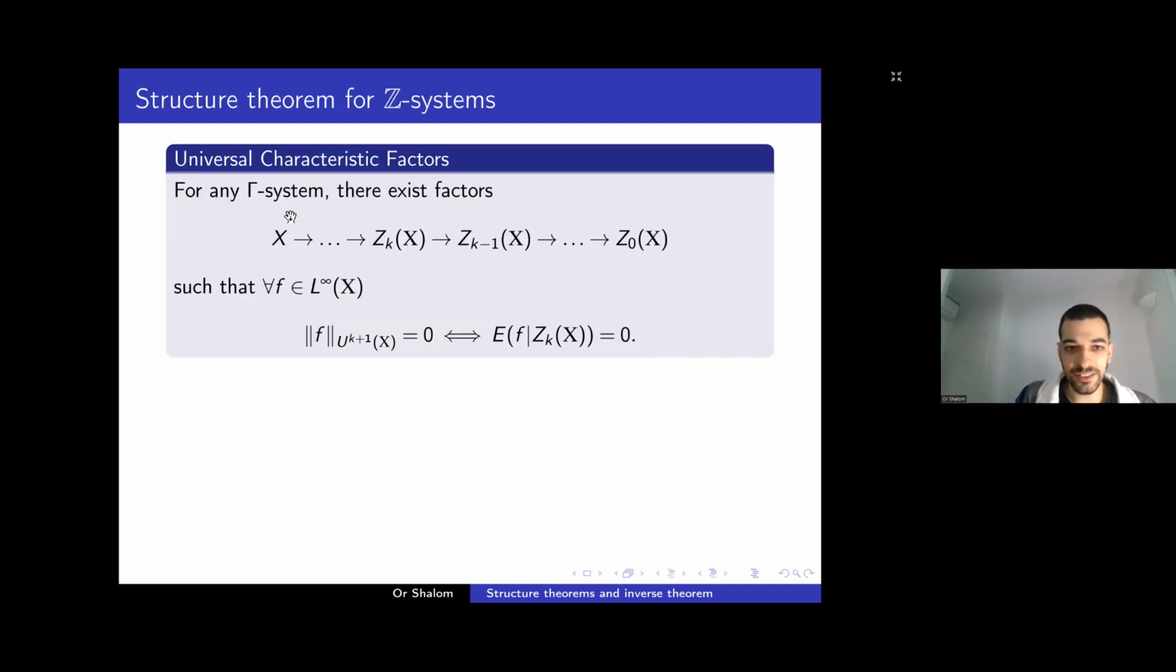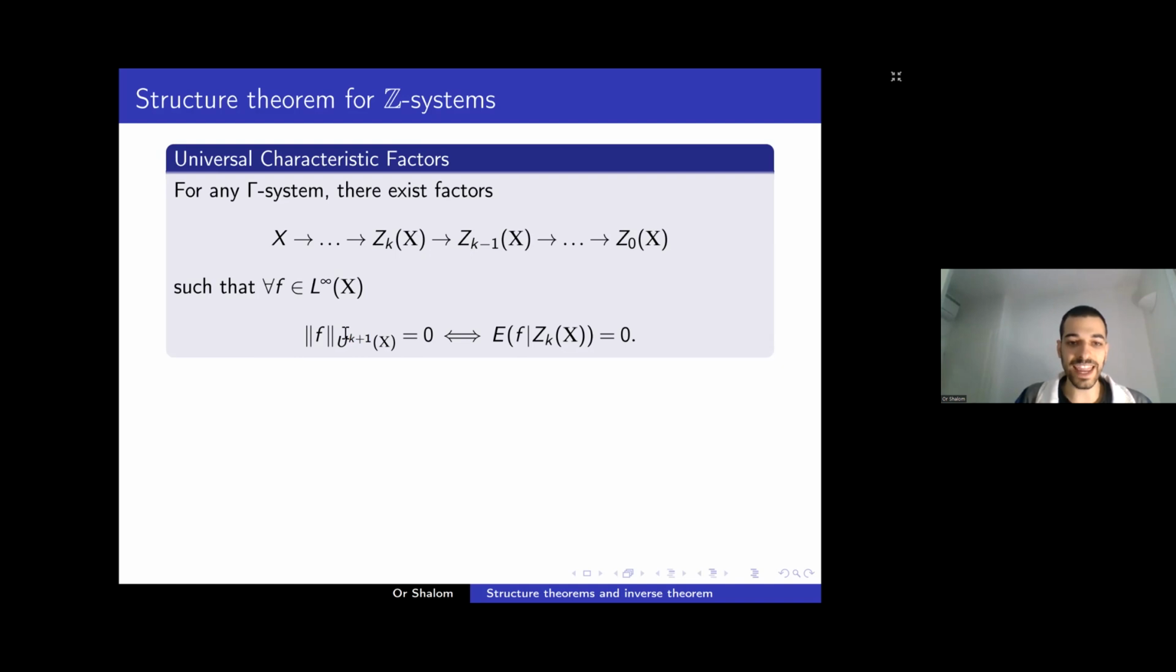And yeah, so we talked about these factors, and Host-Kra proved that for every k, you can find an increasing sequence of factors, so more and more special functions. And those functions determine uniformity completely. So if you have a bounded function, it's absolutely uniform, 100% uniform, if and only if it's orthogonal to the special functions coming from Z_k X. So in other words, these special functions coming from Z_k X are the structured functions, right? So if you're orthogonal to these functions, you are absolutely uniform.